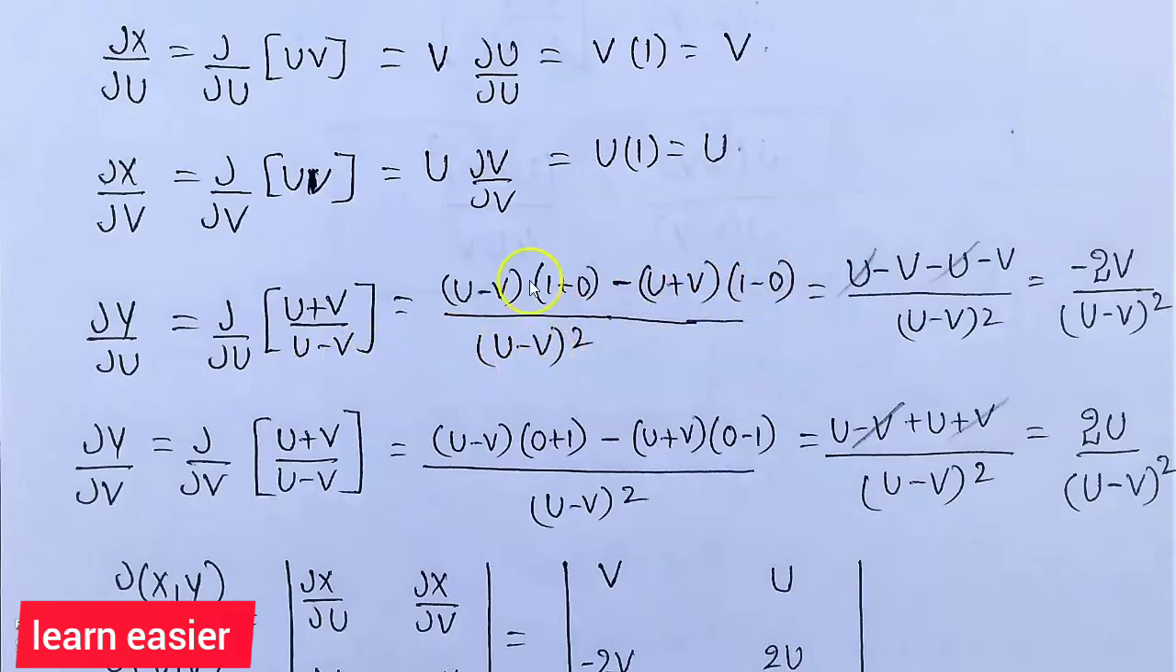Now here we have (u - v) into 1, that is u - v. And next, minus into (u + v), which is -u - v. So here the plus u and minus u cancel out. We get minus v minus v, so minus into minus... v plus v is 2v. So we get -2v/(u - v) square.